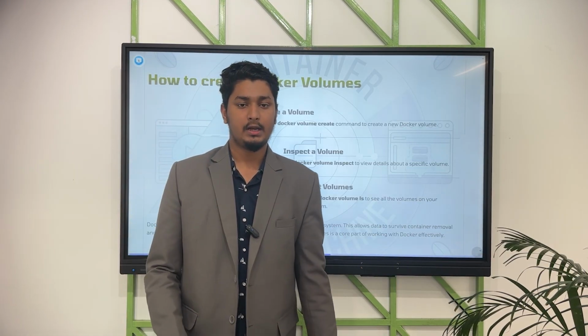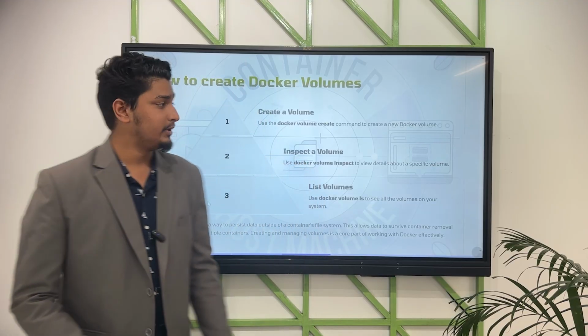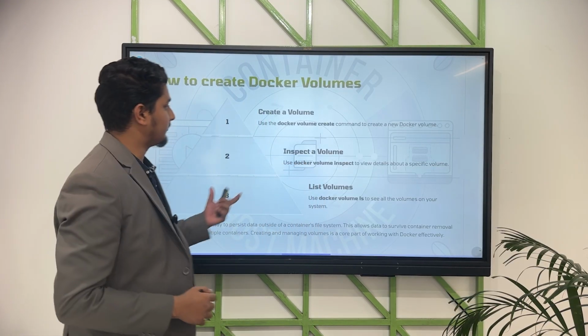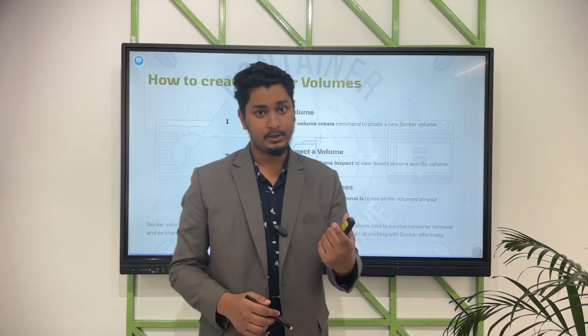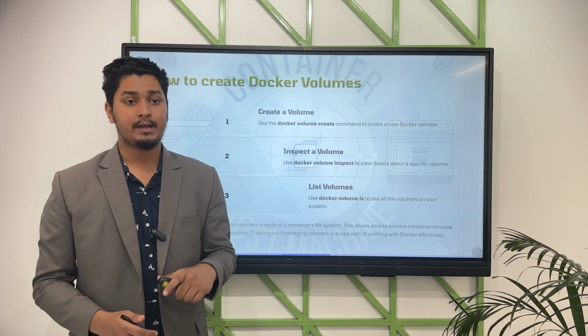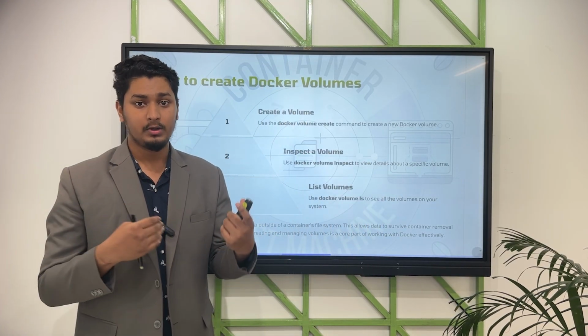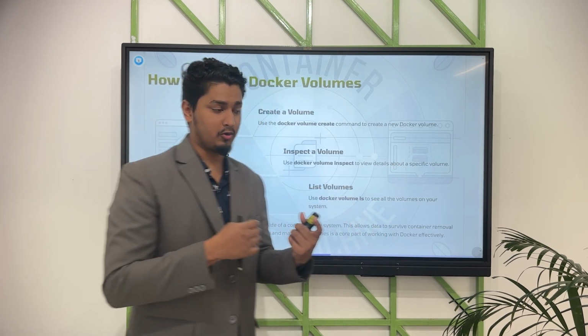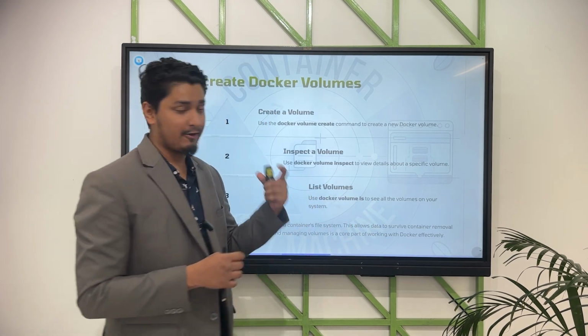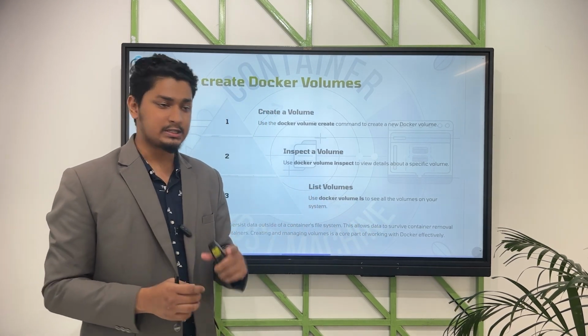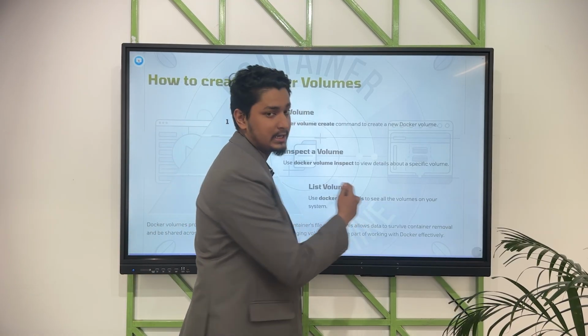Now, how to create a Docker volume? First, we create a volume. docker volume create is the command to create a volume. Then I inspect the volume. Inspect means after creating, I review my Docker volume to check that it is created properly or not. Then list the volume. After creating and inspecting, I just list my volumes by using the command docker volume ls.